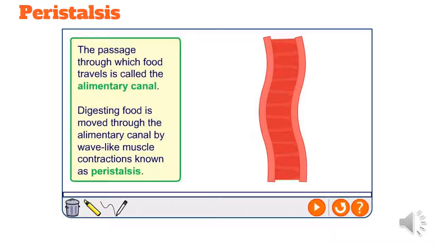The passage through which food travels is called the alimentary canal. Digesting food is moved through the alimentary canal by wave-like muscle contractions known as peristalsis. So that's the best example, wave-like contractions of peristalsis. Your body uses this concept, this peristalsis, throughout to help move things.